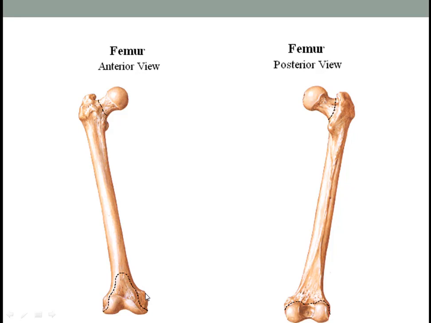On the top of the medial condyle we can see a small tubercle here. We call it the adductor tubercle. If we look to the posterior, here we have this surface, which we call the popliteal surface. Again, this is the lateral condyle, this is the medial condyle, and this is the adductor tubercle.